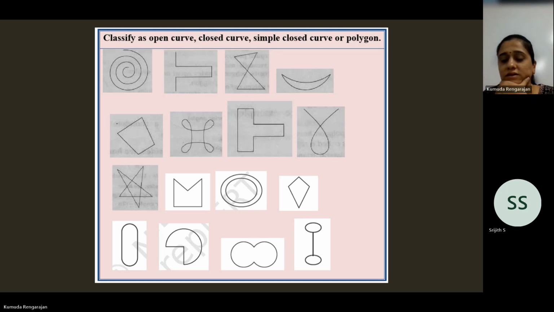Srijit, you got my instruction? Yes, ma'am. Okay. Use a pencil to write the appropriate term against the figure, so that in case we are wrong, you can erase it and correct the answer. Not a curve. That is not given, is it? Don't give any name, just leave it because it's not a curve. You can write not a curve.